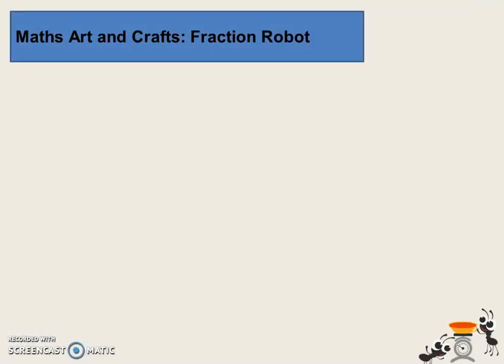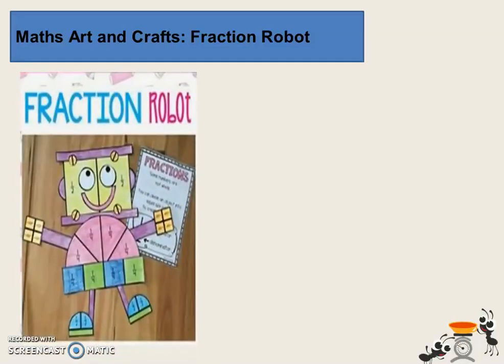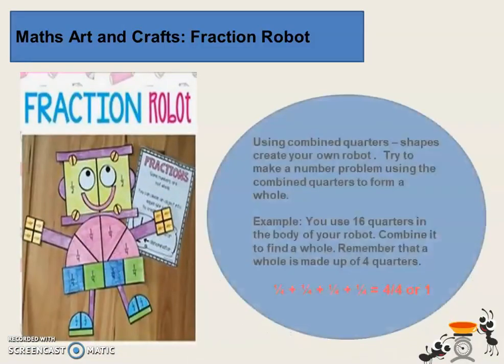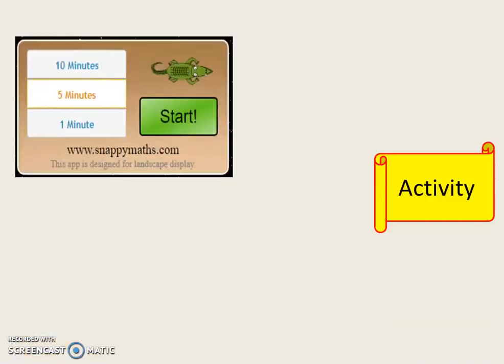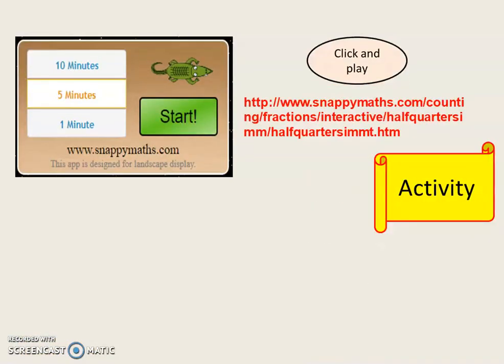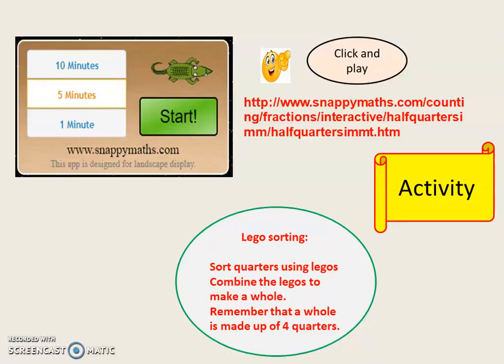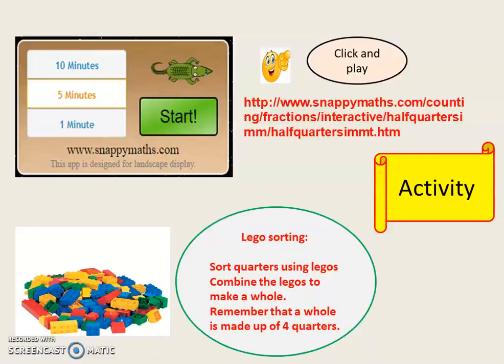Now, we have marked art and crafts. This is what we call a fraction robot. So read the instruction and then try to make your fraction robot. We have also other activities. Would you mind clicking and playing the link there and start playing? Another is the Lego sorting. It's up to you which activity you are going to play. But if you have lots of time, then you can do all the activities.